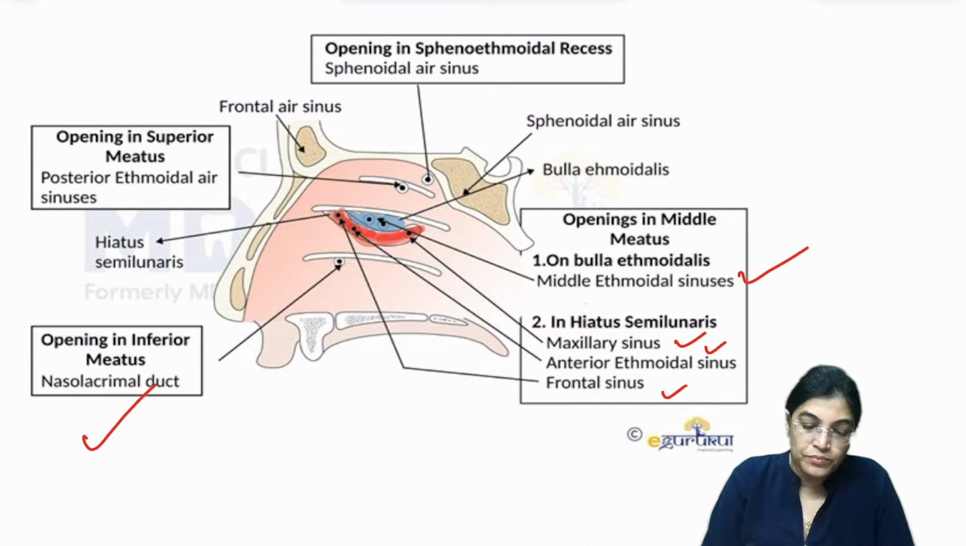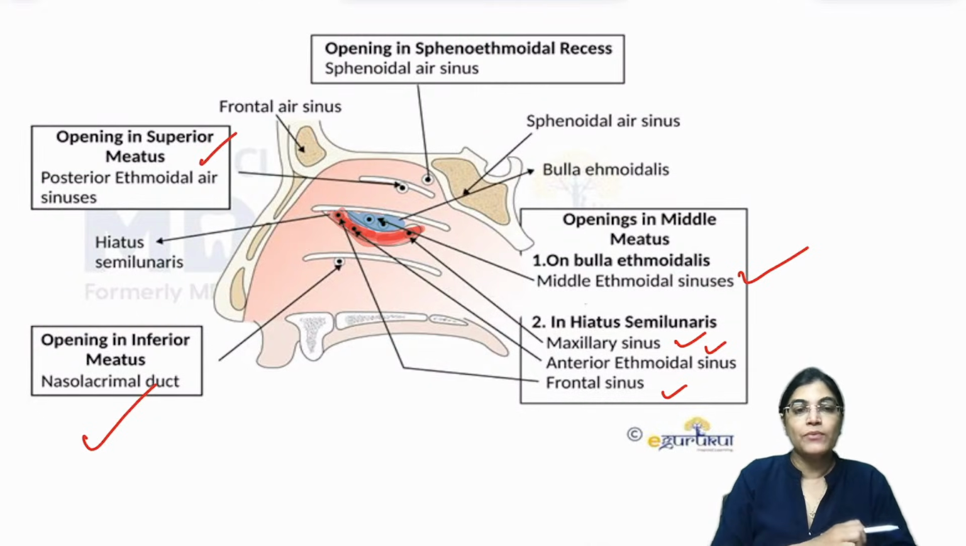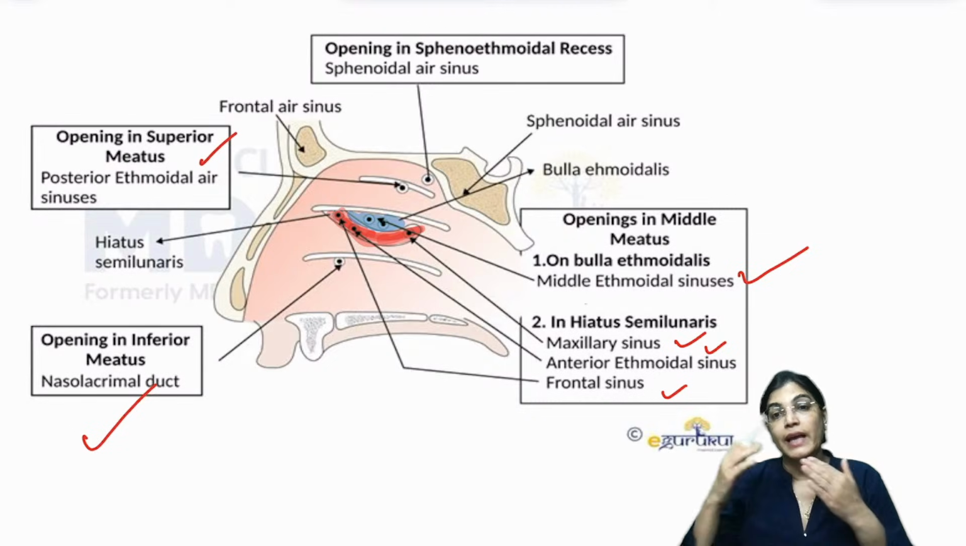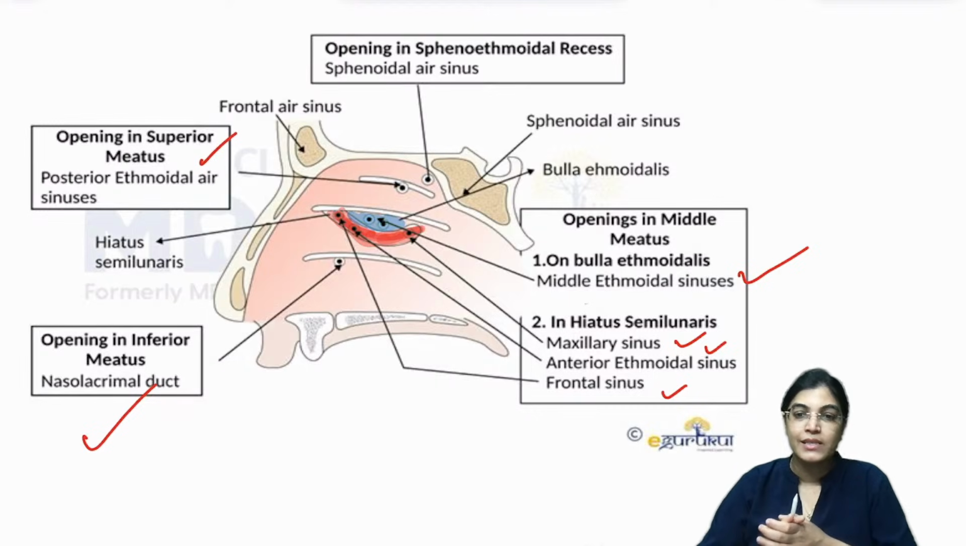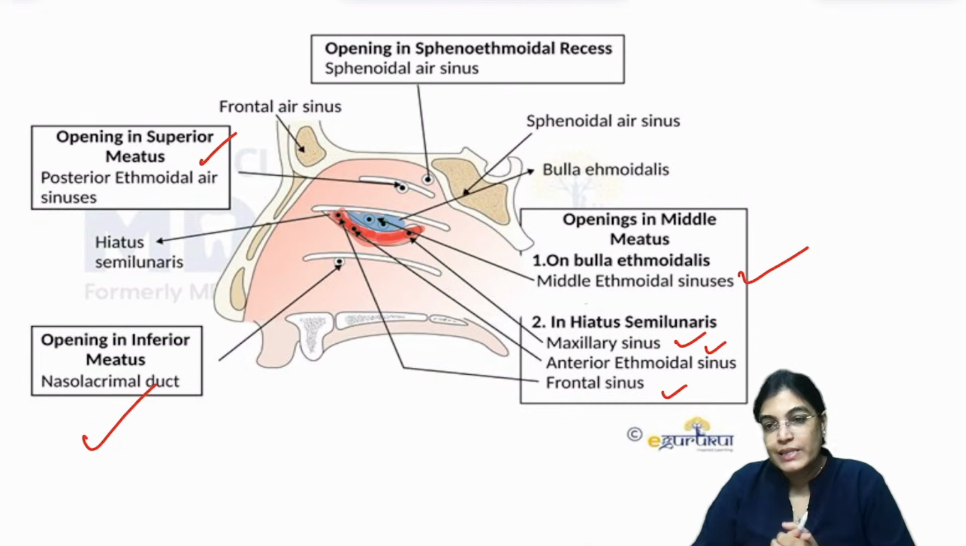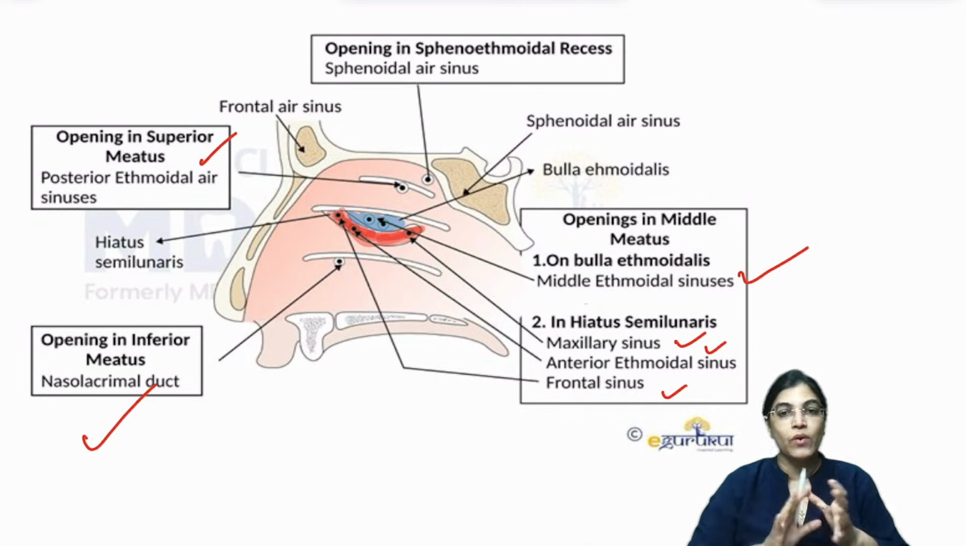And in the superior meatus, we have the opening of the posterior ethmoidal air sinus, and above the area of the superior turbinate, we have the sphenoethmoidal recess, and in the sphenoethmoidal recess, we have the opening of the sphenoidal air sinus.